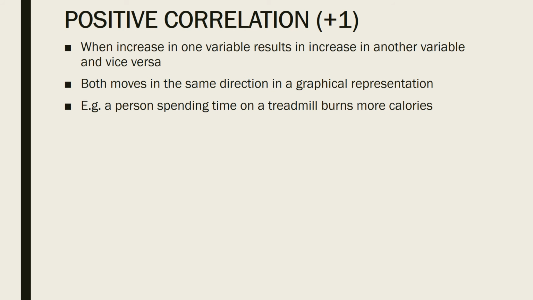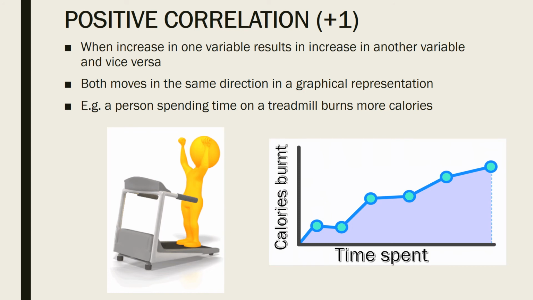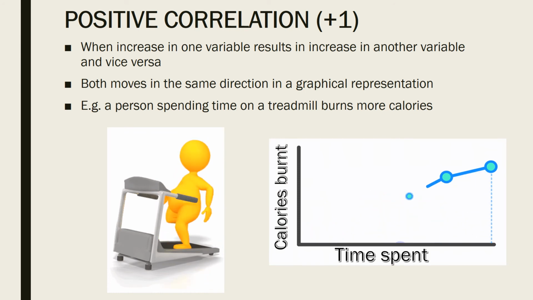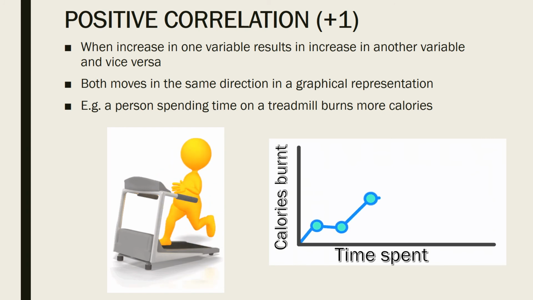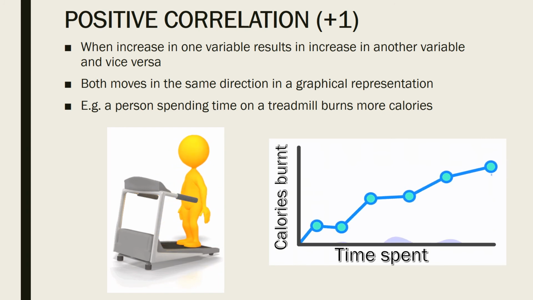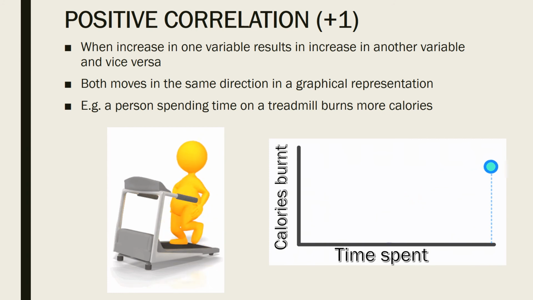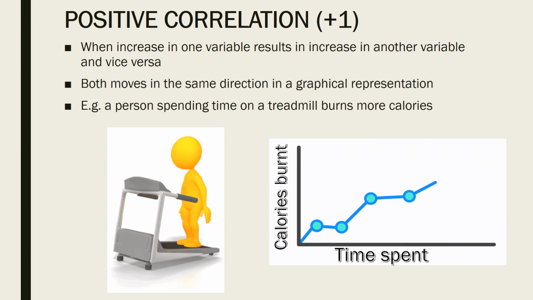Positive correlation. Positive correlation is when increase in one variable results in increase in another variable and vice versa. Both the variables move in the same direction in a graphical representation. For example, a person spending time on a treadmill burns more calories. Automatically, the more time he spends on a treadmill, the more his calories will be burnt. So both the variables move in the same direction, both increase at the same time. So this is positive correlation.